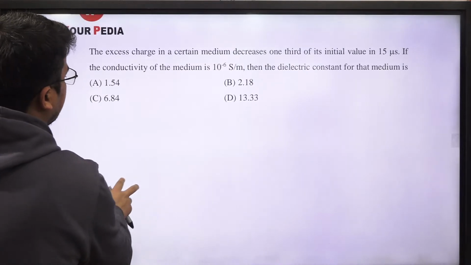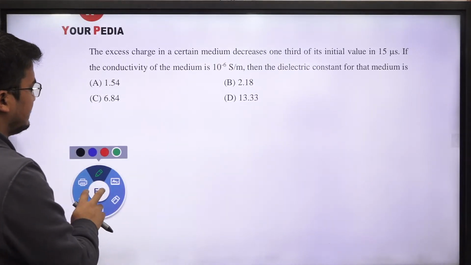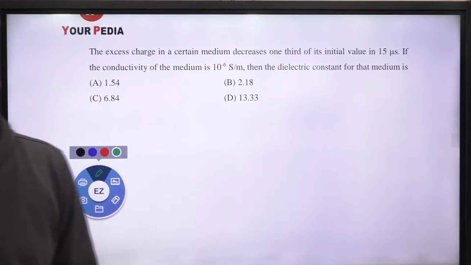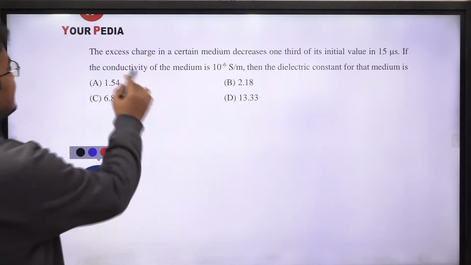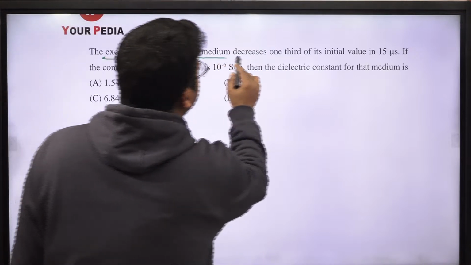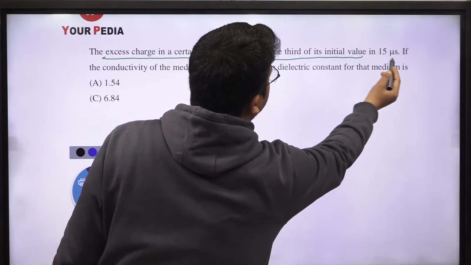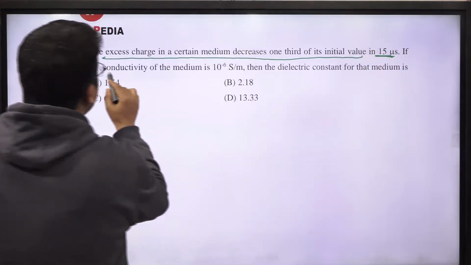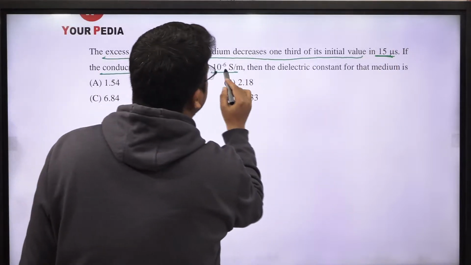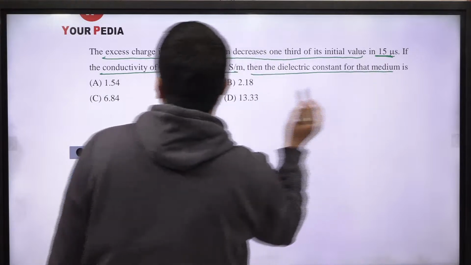Again, this is a very important question from the ISRO point of view. Tell me the answer for this. The excess charge in a certain medium decreases to 1/3 of its initial value in 15 microseconds. If the conductivity of the medium is this one, then the dielectric constant for that medium is, these four are the options.